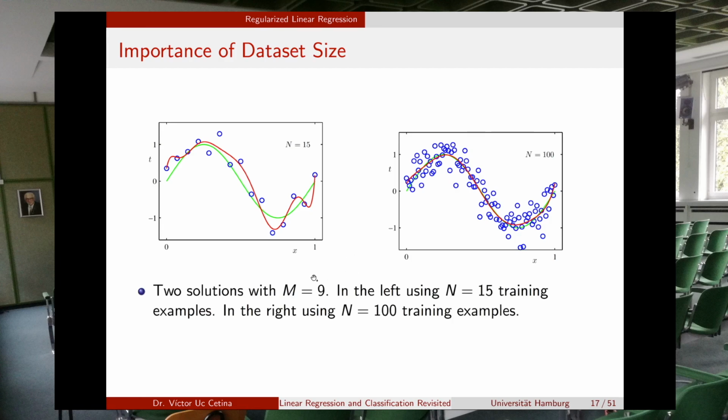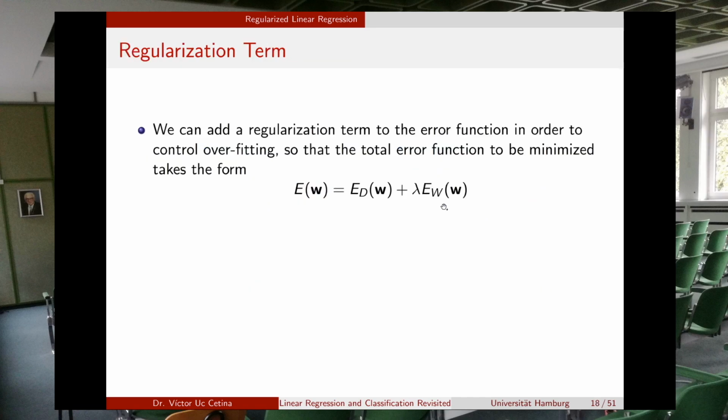So here we can compare two solutions with m equal 9, a polynomial of degree 9. On the left, training with 15 points, and to the right, training with 100 points. Now, there is another way to avoid overfitting, and this is called regularization.